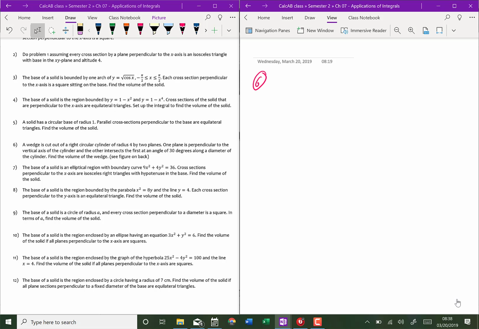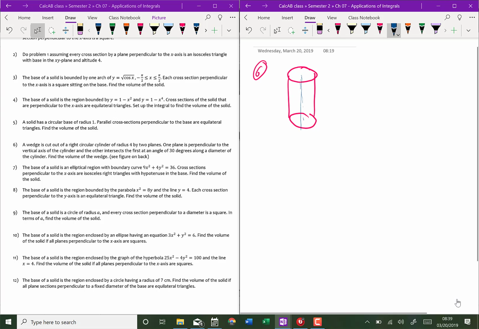Okay, a wedge is cut out of a right circular cylinder of radius 4 by 2 planes. So let's visualize this. Here's a right circular cylinder of radius 4, and we're going to cut a wedge out with 2 planes. One plane is perpendicular to the vertical axis of the cylinder. So here's the vertical axis of the cylinder, and one plane slices like this. The other plane intersects the first at an angle of 30 degrees along the diameter of the cylinder.